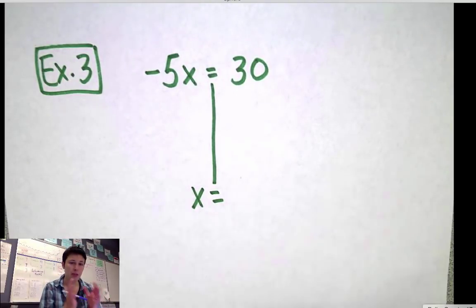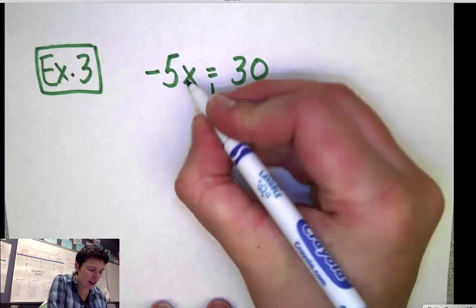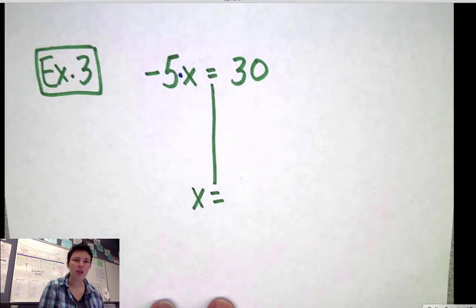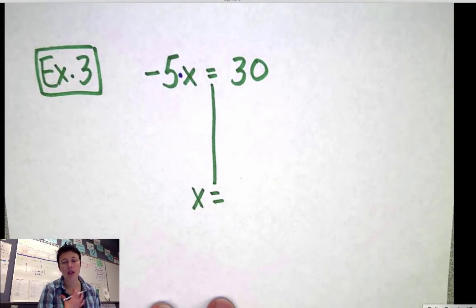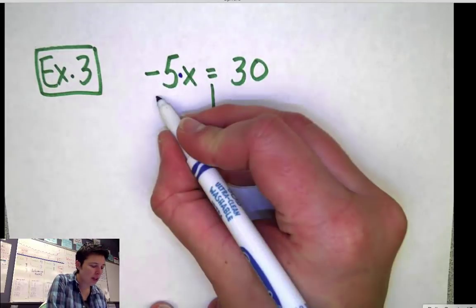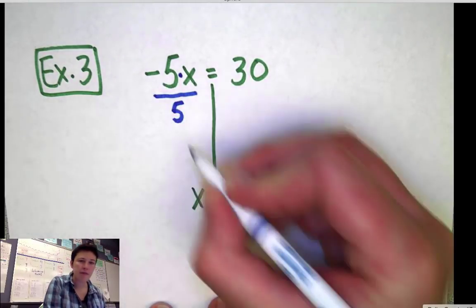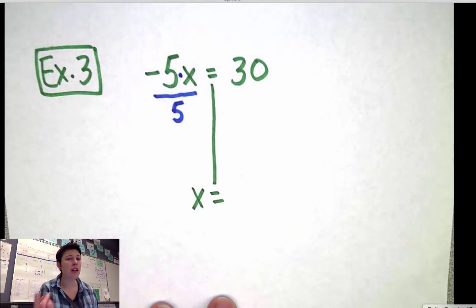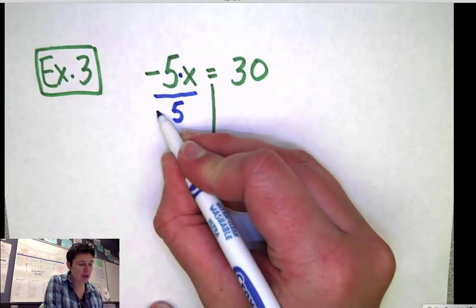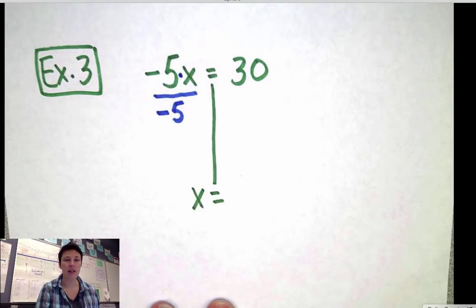But I know when they're side by side like that, it means negative 5 times x. So to undo multiplication, I'm going to use division. Now normally I'd say, okay, let's divide by 5. But this time it's not a 5, it's a negative 5. So this time I'm going to be dividing by a negative 5.